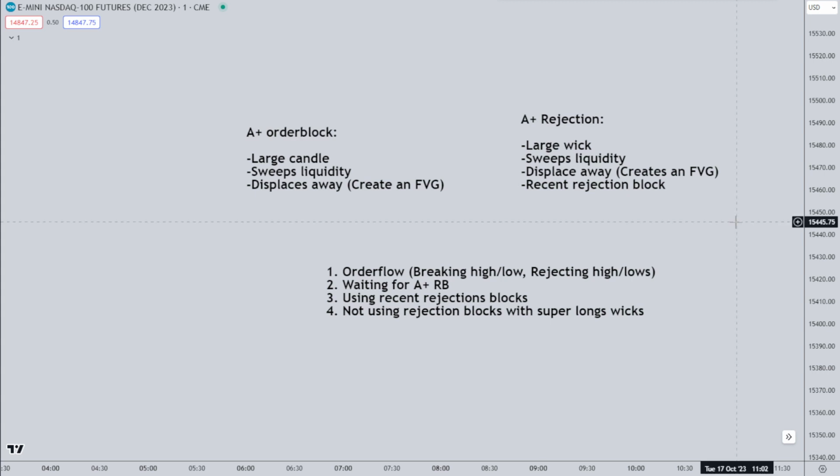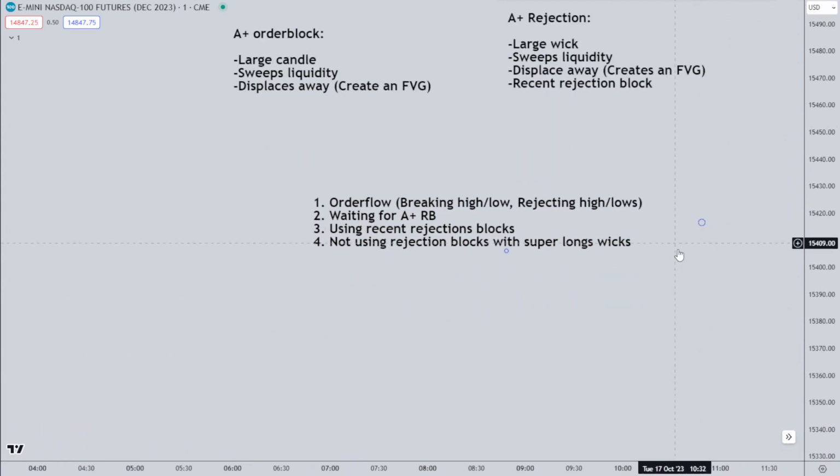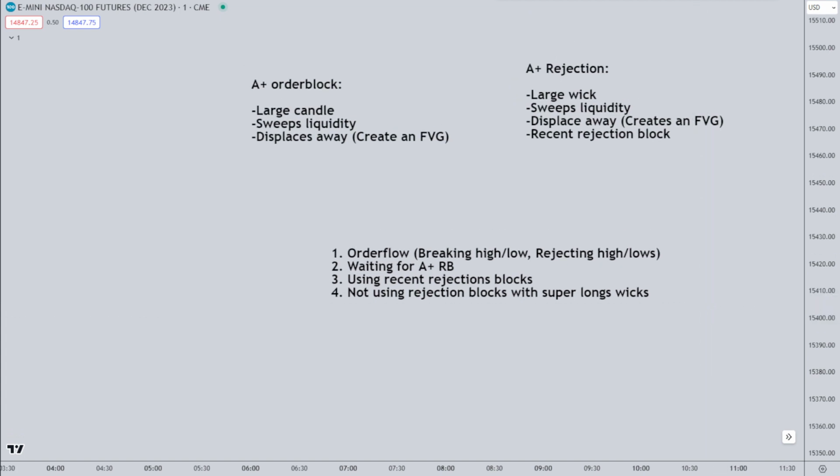It's just something I spotted from backtesting, and not using long wicks because they likely get filled most of the time, which is something I also spotted. But both of those aren't really needed as much. Order flow should be your number one priority. Essentially, if you trade with order flow, your PDAs will be respected a lot more, even if they're not A++, they'll just be respected a lot more.